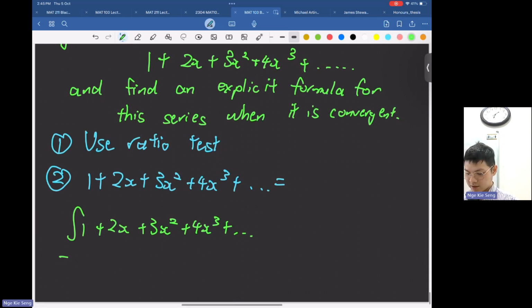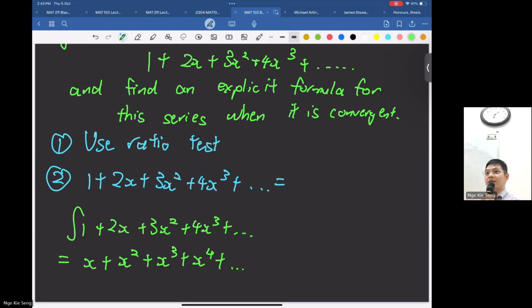So what do you get? You get x plus x squared plus x cubed and so on. I think that also works. Okay, you can do this, or you can also differentiate. Differentiate what? Differentiate the same guy.